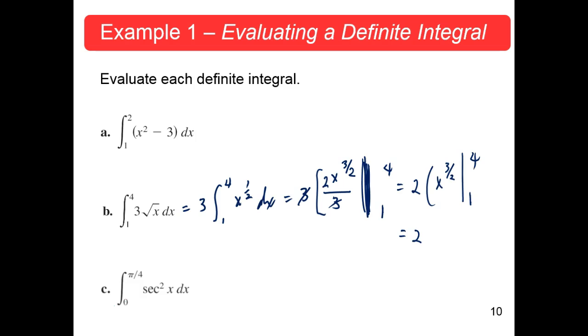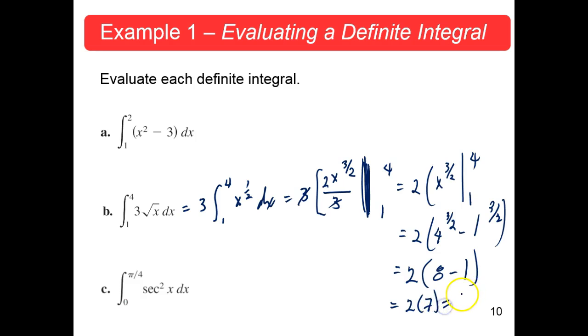So what's the square root of? Your upper limit would be 4 to the 3/2 minus 1 to the 3/2. Okay? So this will be 2 times what's... You mind doing the square root first? Sure. Square root of 4 is? 2. Cubed is? 8. Minus the square root of 1 is? 1. And 1 cubed is? 1. Okay. So this will be 7. And that is 14.